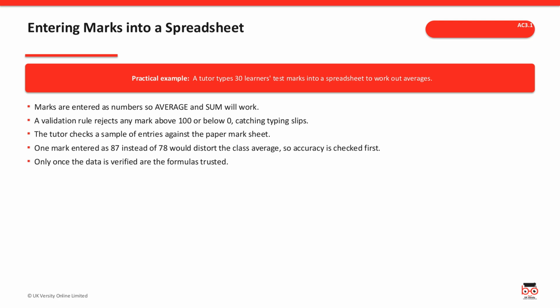Here's a familiar scene. A tutor typing 30 learners' test marks into a spreadsheet to work out averages. The marks go in as numbers so that average and sum will actually work, and a validation rule rejects anything above 100 or below 0, catching a slip of the finger. The tutor then spot-checks a sample against the paper mark sheet, because a mark keyed as 87 instead of 78 would quietly distort the whole class average. Only once the data's verified do you trust the formulas sitting on top of it.